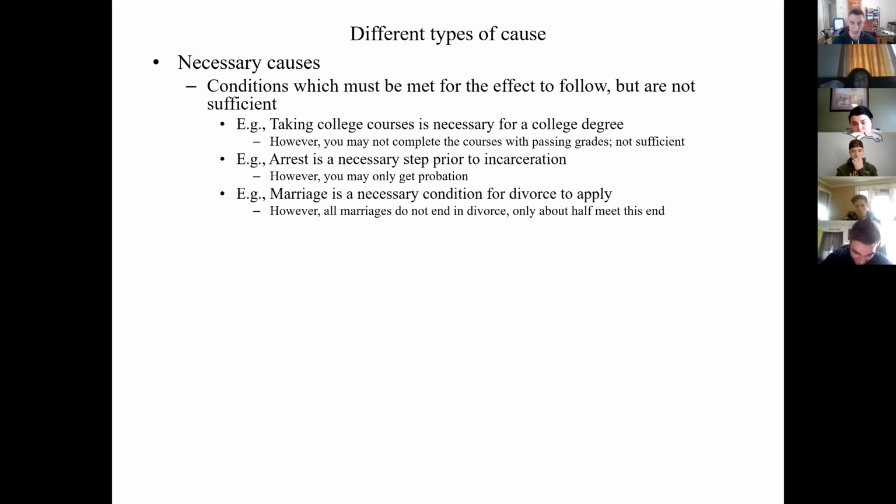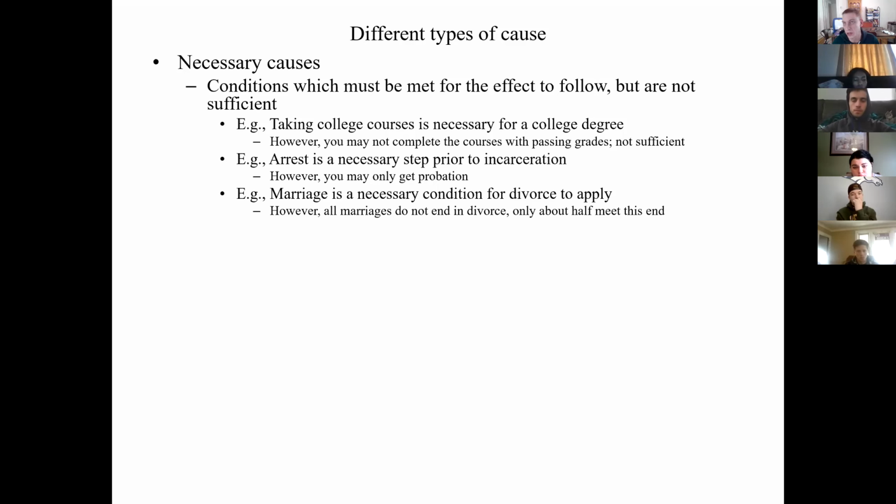A marriage is a necessary condition for divorce to apply. So if you're getting divorced, by definition, you had to have been married. However, not all marriages end in divorce, only about half meet this end. So it's not that, well, now I'm married, so that's all I need to get divorced, and so I'm going to get divorced. That would be awful. It's just that it is a necessary condition, but not sufficient, for a divorce to occur. Okay, so that's necessary conditions.